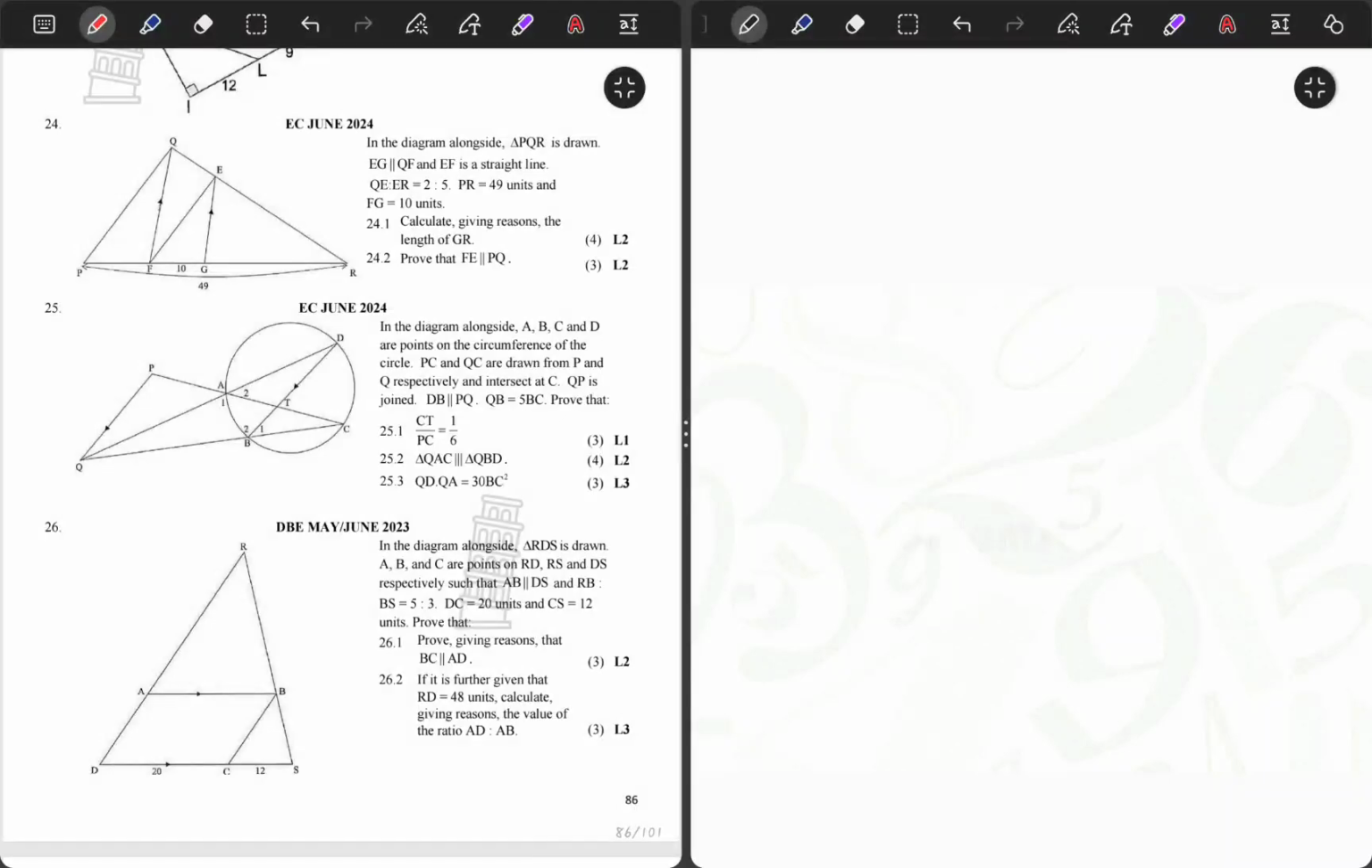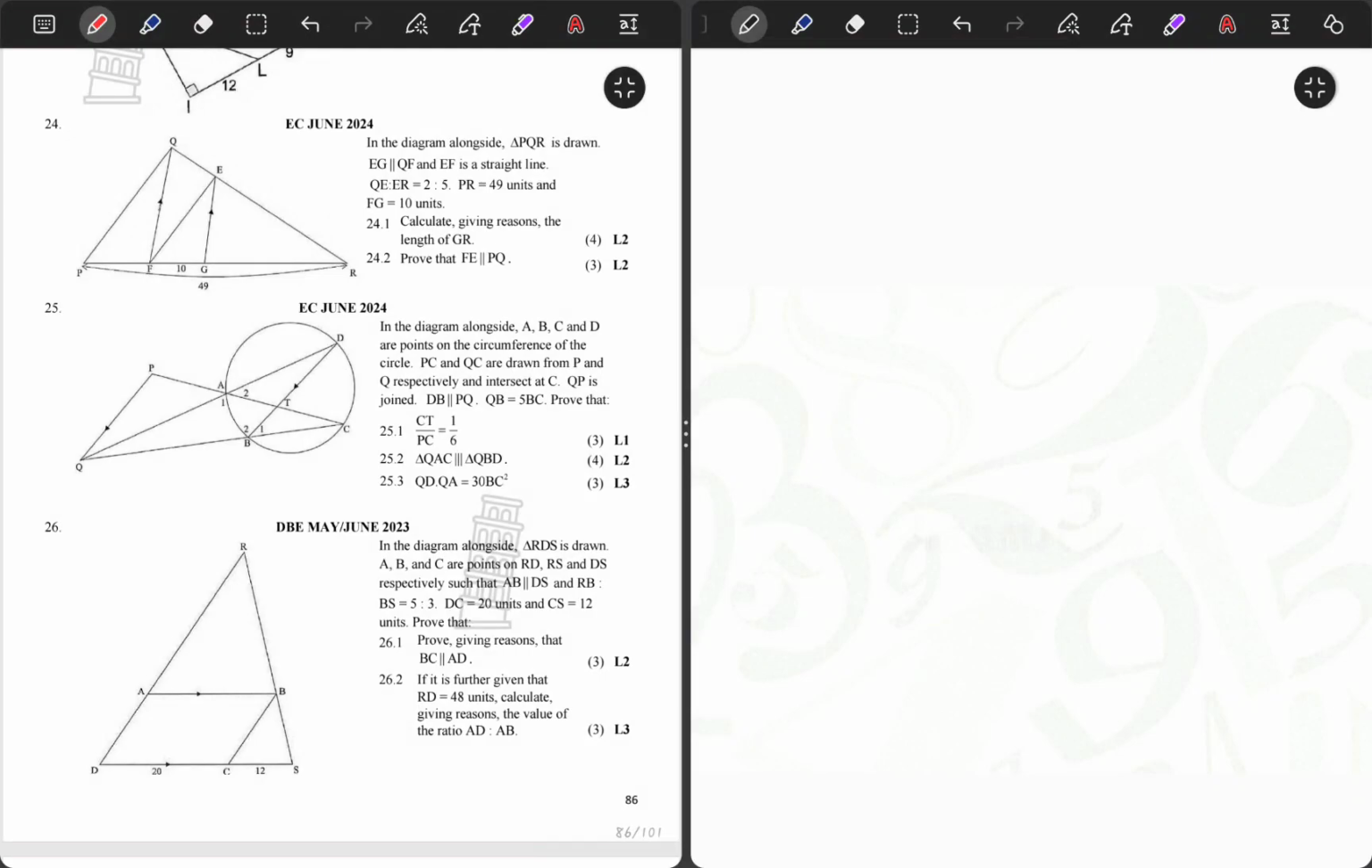Hi, grade 12. Let's go and look at some questions under this number 25. We just want to work out this Eastern Cape, June 2024, number 25. It's the one that we're going to work with now.